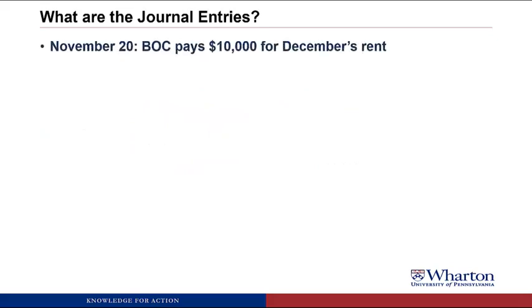Next series of transactions. On November 20th, BOC pays $10,000 for December's rent. So BOC has paid cash, so their cash has gone down, so we need to credit cash for $10,000. The debit is going to be to an asset called prepaid rent. It's an asset because we're either going to get the benefit of occupying the space in the future or we're going to get our money back. So either way, we create an asset called prepaid rent for $10,000 at this point.